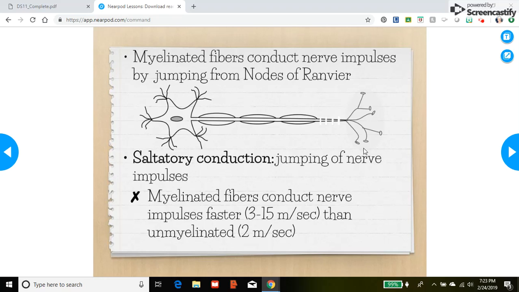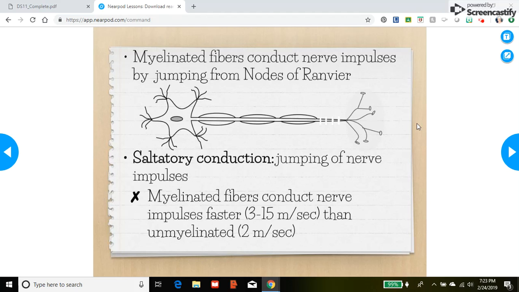Myelinated fibers, right? So here's that. Okay, we've got our little nodes of Ranvier, right? So they kind of hop and hop and hop. Well, if we don't have this myelin on the axon here, it's just going to be one smooth transmission from the soma to the axon terminals. Okay. The saltatory conduction is the jumping of nerve impulses.